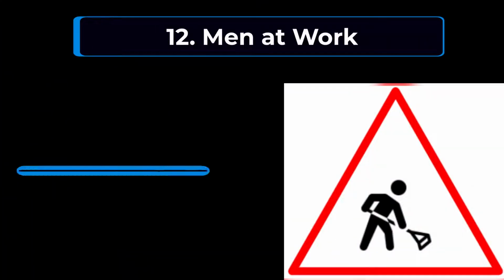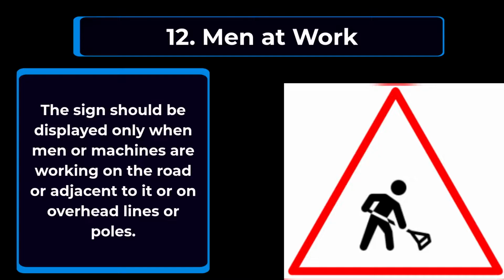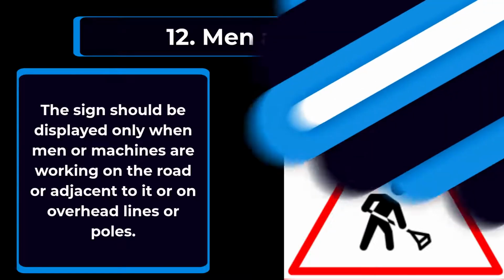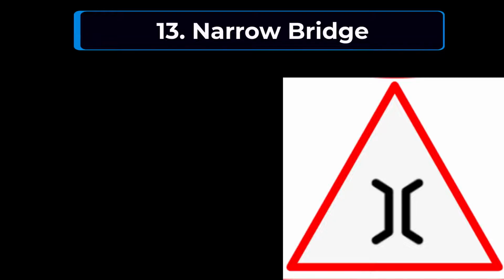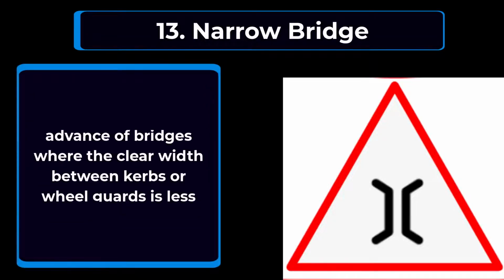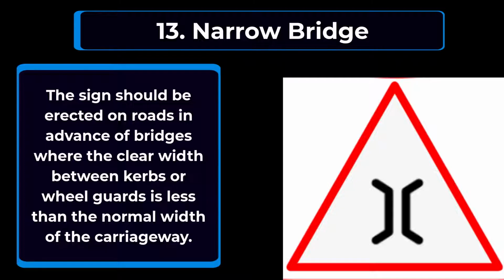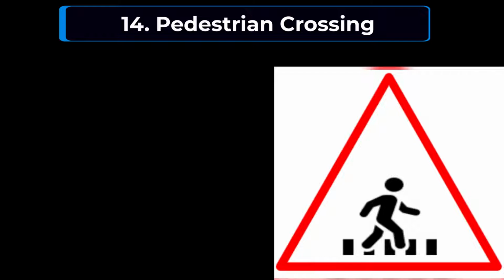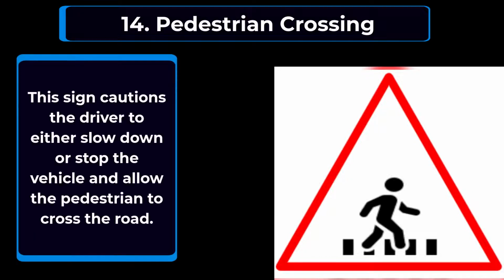12. Men at work. The sign should be displayed only when men or machines are working on the road or adjacent to it or on overhead lines or poles. 13. Narrow bridge. The sign should be erected on roads in advance of bridges where the clear width between curbs or wheel guards is less than the normal width of the carriageway. 14. Pedestrian crossing. This sign cautions the driver to either slow down or stop the vehicle and allow the pedestrian to cross the road.